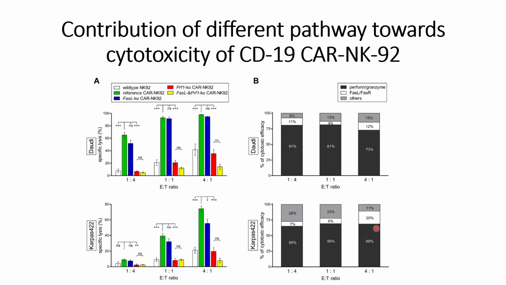Overall, they came to the point that both mechanisms play a role to some extent. However, the role played by perforin via the release of lytic granules is much more than that of the FasL ligand triggering apoptosis of the target cells. So I hope you understood how they checked the contributions of different pathways towards the cytotoxicity effect of CD19-CAR-NK92.